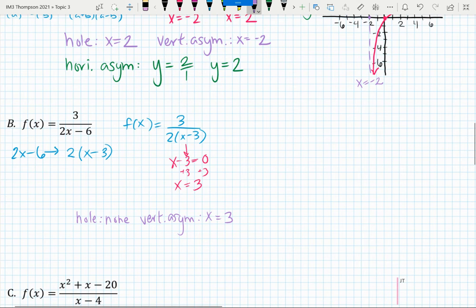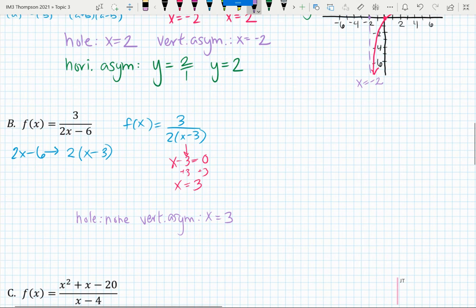All right, now comes the horizontal asymptote. Horizontal asymptote, a little bit different. I'm looking for terms with the highest exponents that match. So, on the top, I have just a constant. On the bottom, I've got an x and a constant.